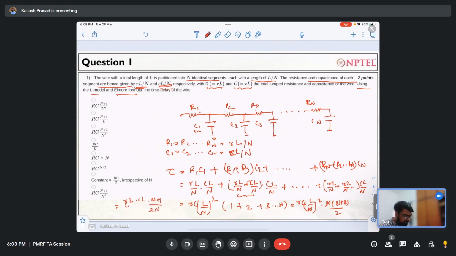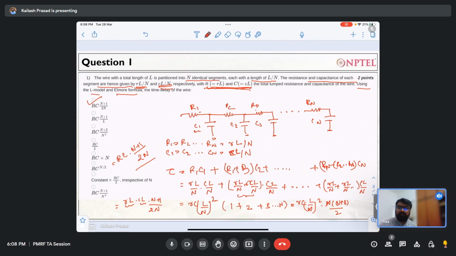And now this R multiplied by L and C multiplied by L, as we have seen over here, is nothing but the total lumped capacitance and resistance, right? So the final answer will be capital R multiplied by capital C, multiplied by n plus 1, then divided by twice n. Okay, so this will be the final answer. So in this option, there will be this option, I guess. Yeah, that is the first one, RC multiplied by n plus 1 divided by twice n.